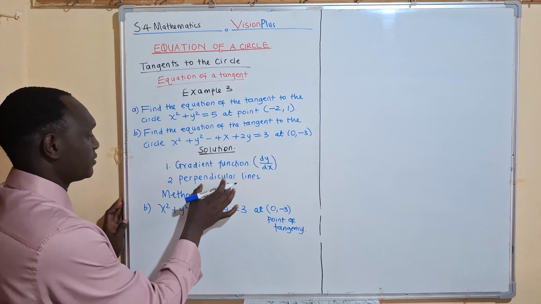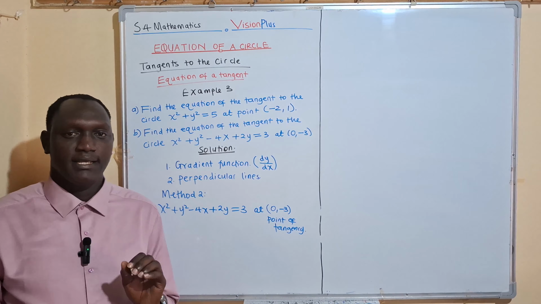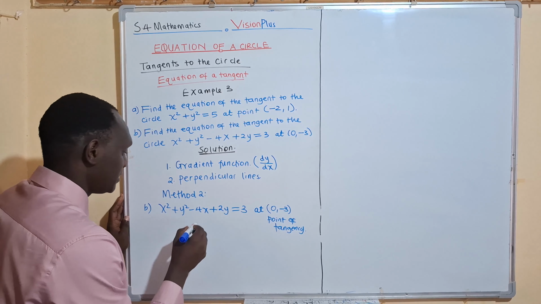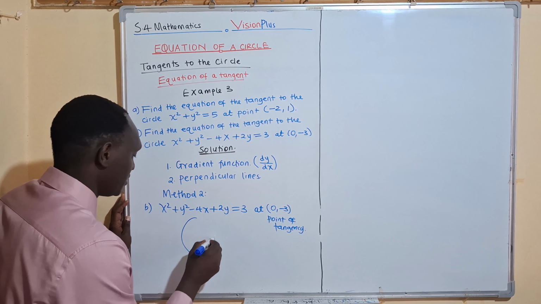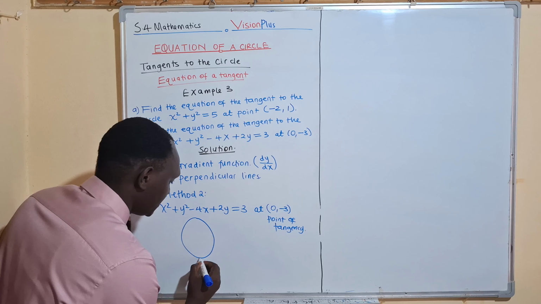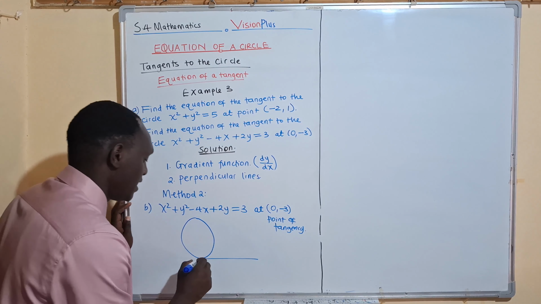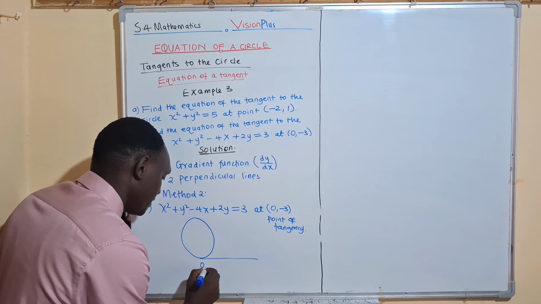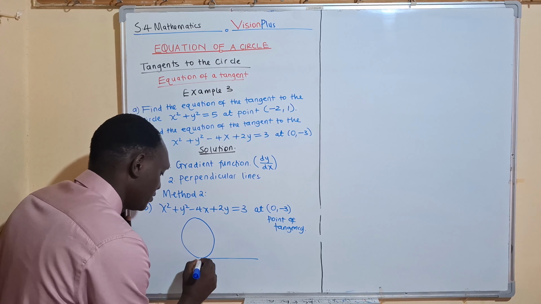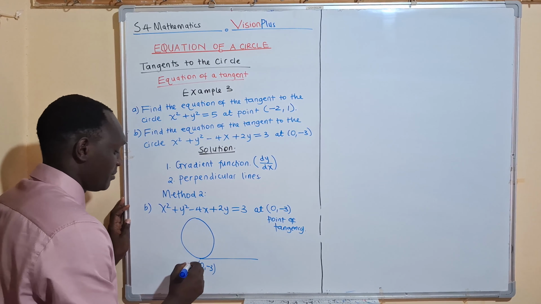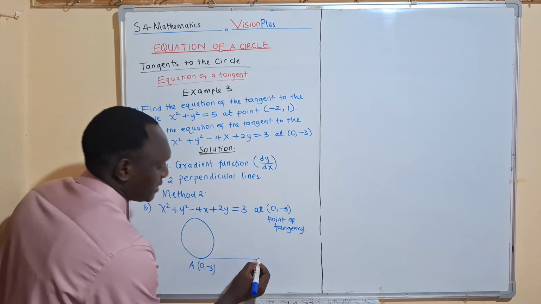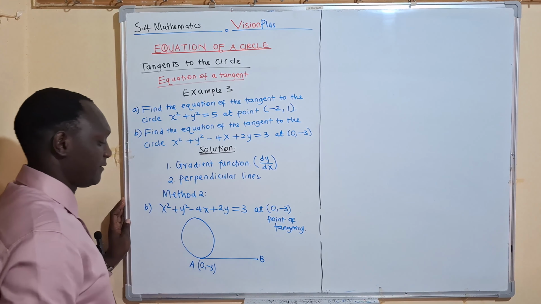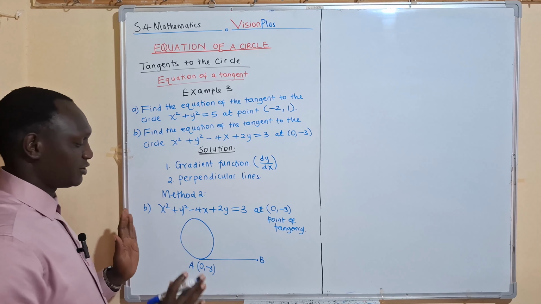Now, for us to apply the concept of perpendicular lines, it is very important to sketch the circle so that we are guided and we can easily visualize. So I'm going to sketch my circle in this manner, and I assume that my tangent is touching the circle at this point. That means this point becomes the point of tangency with coordinates (0, -3). Then we call the point of tangency maybe point A, and the point from where the tangent is drawn to the circle, maybe just call it point B. Even if you leave them, there is no problem.